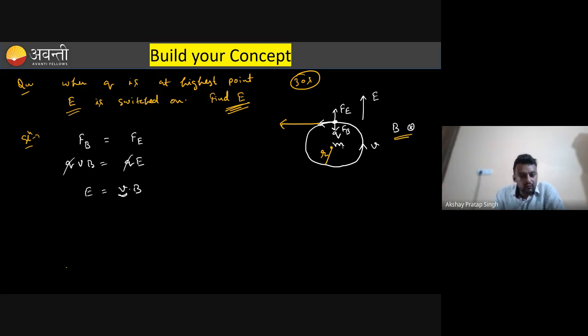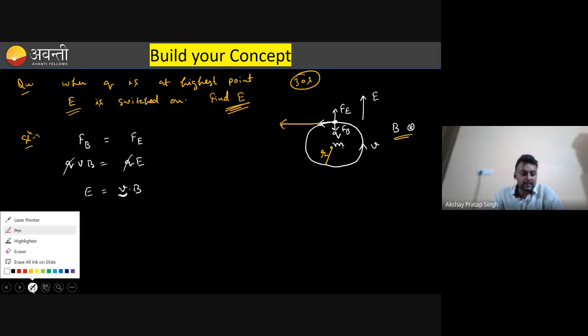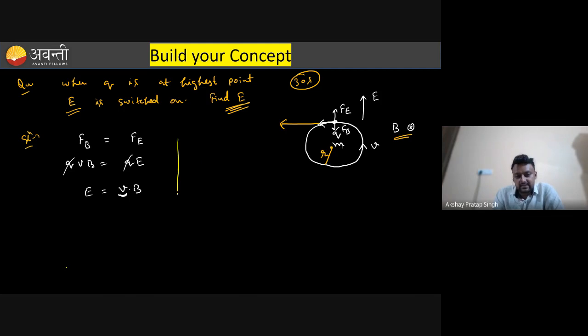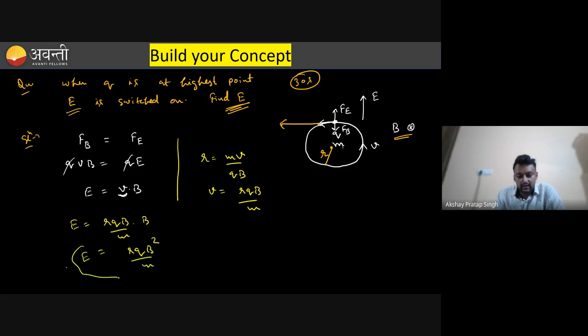Now, what is the velocity when the particle is moving in a circular path? Everybody knows that its radius is given as R is equal to mv over qB. So velocity can be written as R qB over m. Put this velocity here. So the electric field will be R qB by m into B, that is R qB square by m. This is the electric field, and in which direction? In the upward direction.